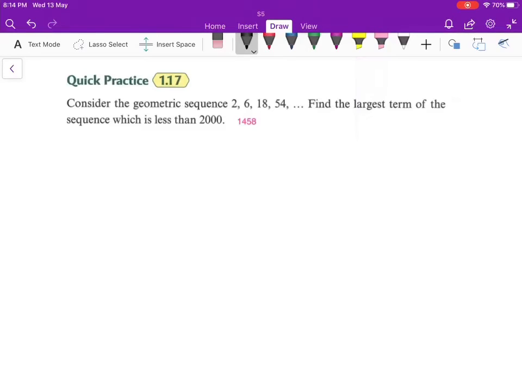Let's look at the quick practice 1.17. Another type of example in the GS. So now the question tells you to consider the geometric sequence. They give you a sequence. Then you can see that actually they still have a lot of terms. So find the largest term.